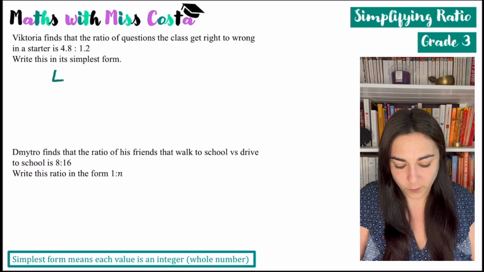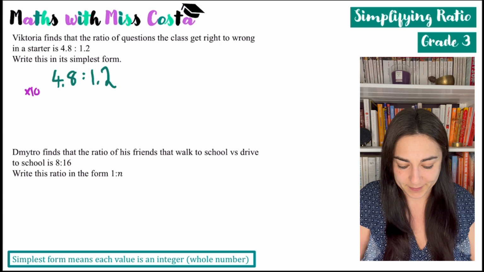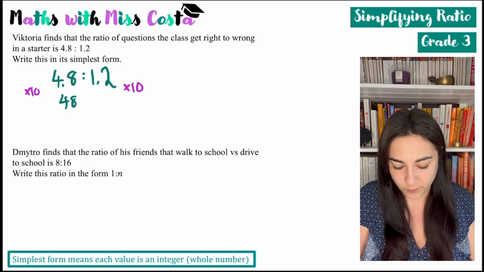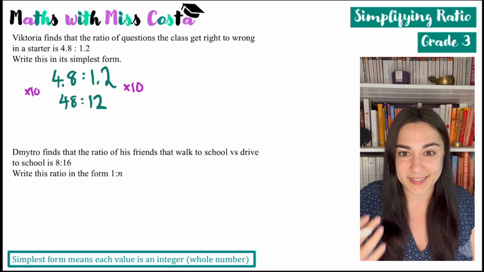So I've got 4.8 to 1.2. Both of these numbers are decimals. So what I can do is I can times by 10 in order to turn them into whole numbers. So that would become 48 to 12. So now they're both integers, but I want to write it in its simplest form.